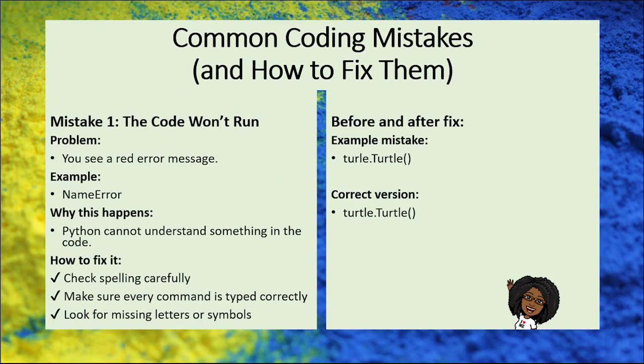Mistake number 1. The code won't run. Problem: you see a red error message. An example of this is a name error. Why does this happen? Python cannot understand something in the code. Here's how to fix it. Check spelling carefully. Make sure every command is typed correctly. Look for missing letters or symbols. Here's an example mistake and the correct version.